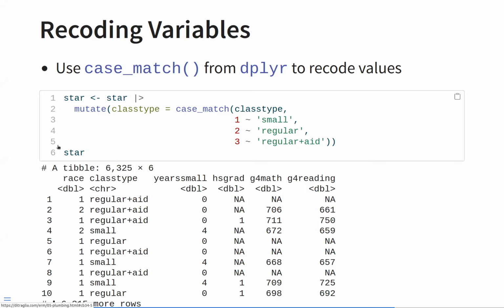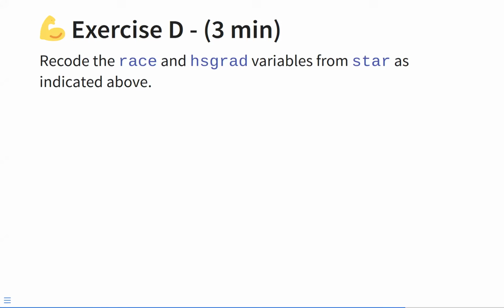I have a very quick exercise for you. You don't need to stop the video. Well, you should stop the video for a moment, but I'm not going to create a second segment. So please recode the race and high school grad variables from star as indicated above, following my template on the previous slide. You can hit pause now, and when you're done, resume to see the end of this segment.